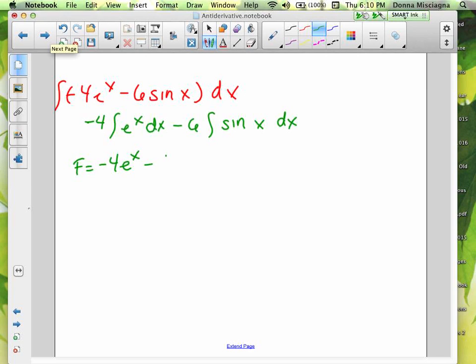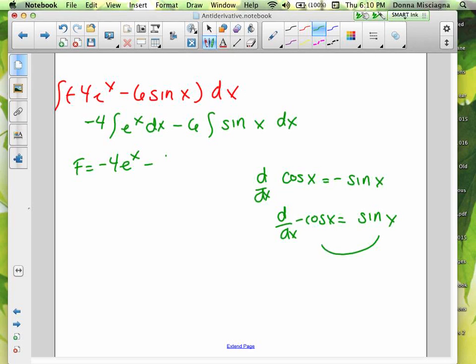is negative cosine x, right? Because if we take the derivative of cosine x, that would be negative sine x. So the derivative of negative cosine x is going to be sine x. So now we'll just go on the other way. So if we see a sine x, we know it's going to be a negative cosine x plus c.